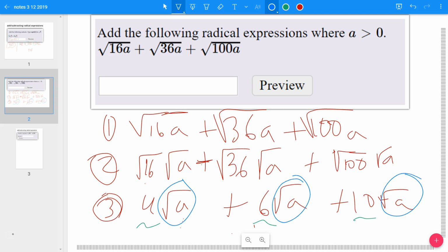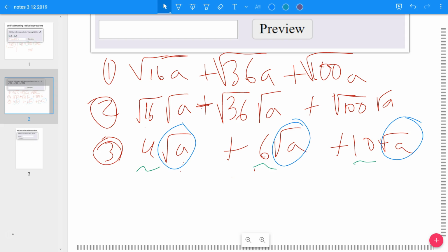So once you get to that point, you add up the coefficients. 4 and 6 and 10 is 20. And then you copy the root only one time, so it becomes the root of a. So the answer is 20 root a.